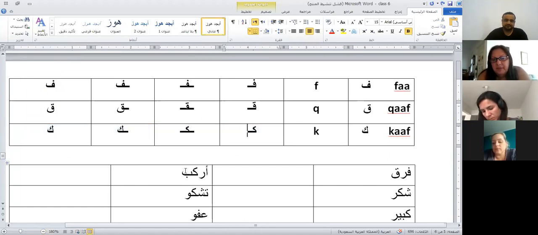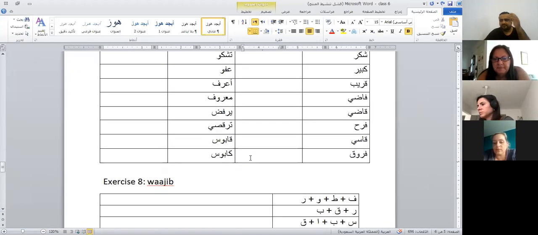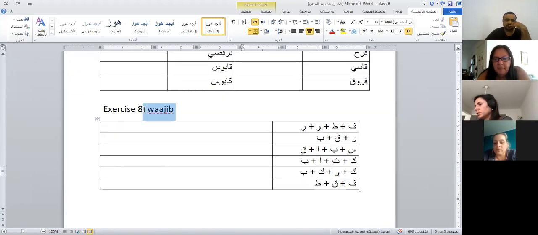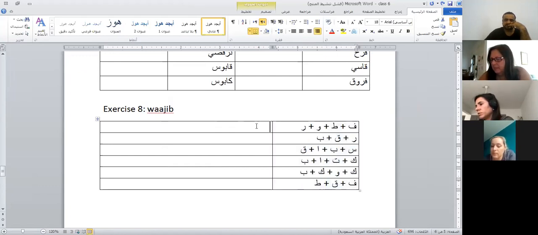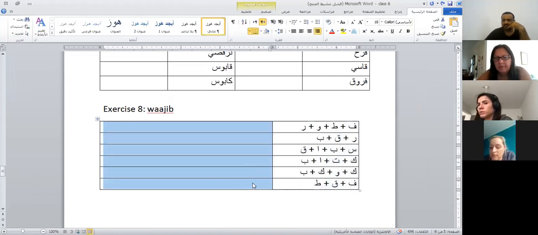Okay. We have this homework. It's wajib. You can connect them and create those words here. Send it to me, inshallah, before Monday, and I will check it. We'll check it together, inshallah, on Monday.